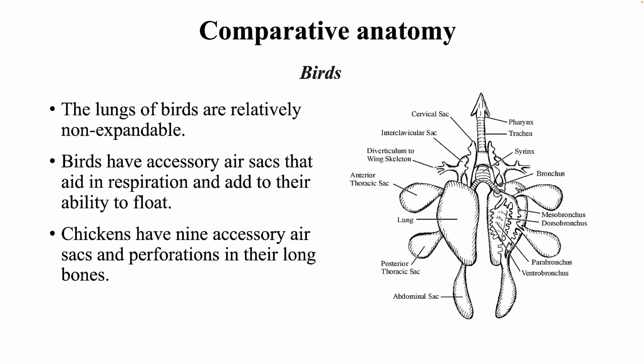However, to assist with that, God gave them the accessory air sacs. These are what help birds during respiration. And in chicken, for instance, there are 8 accessory air sacs, and the perforation in their long bones as well helps in making them lighter, being able to fly.